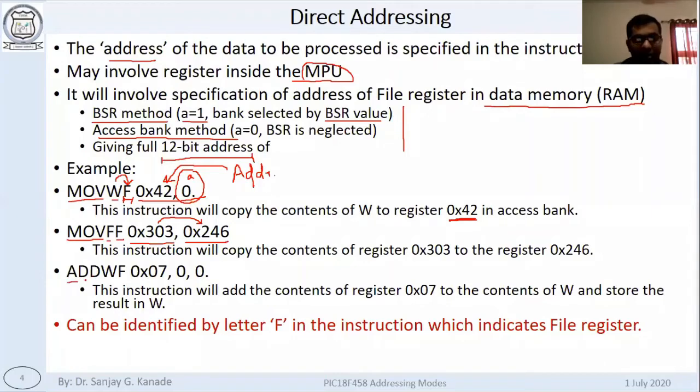Another example of an instruction, ADDWF. We have seen this also. What this instruction does is add the contents of W with the contents of the file register whose address is given here. This is F, comma D, comma A. This is how the instruction works.